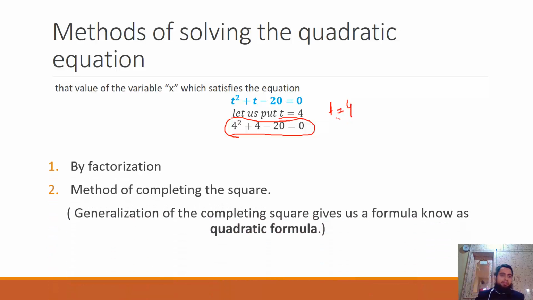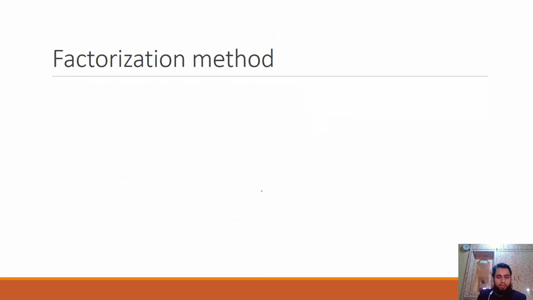So there are two methods. One is the factorization method and the other is the method of completing square. And when we generalize the method of completing square, we end up with the quadratic formula, which we will see in the next few slides. So let's learn about the factorization method.